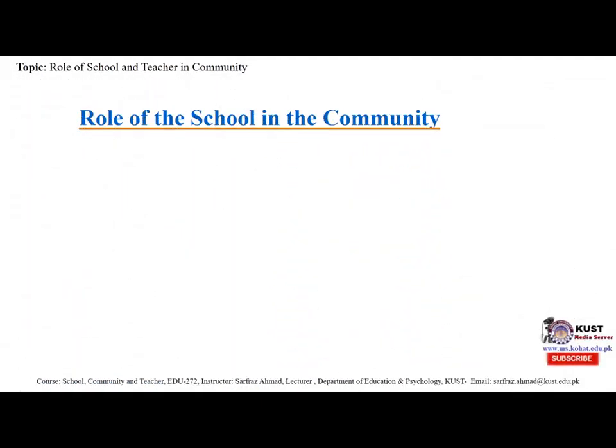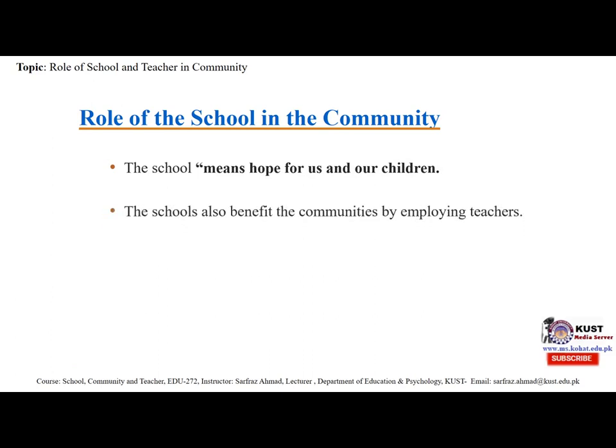Now, what is the role of school in the community? Moreover, the school means hope for us and for our children. The school also benefits the communities by employing teachers. This is a safe and respectful environment.